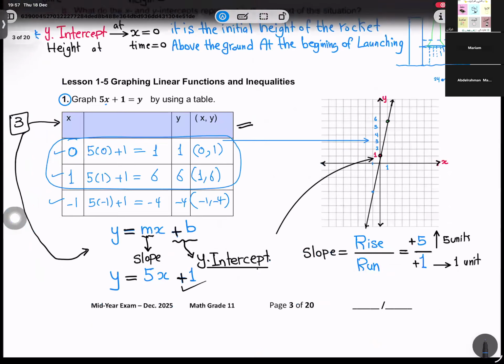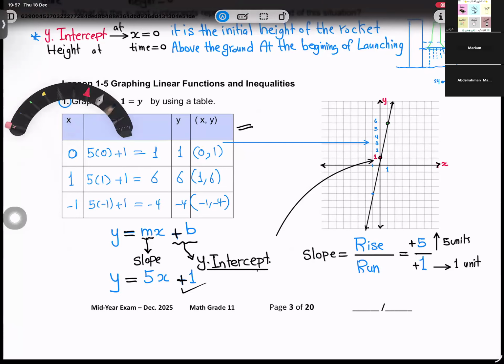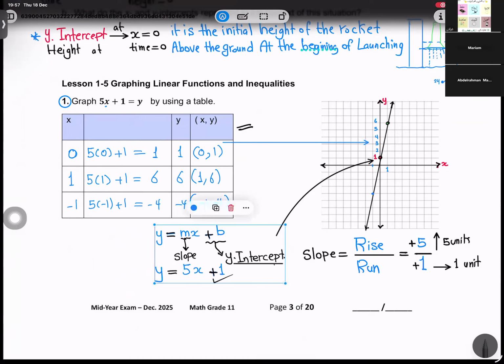Which is easier? Which one do you like more, the table method or the other one? I feel like starting with the table makes it easier, because when I did it in class, I did not understand it. Great.